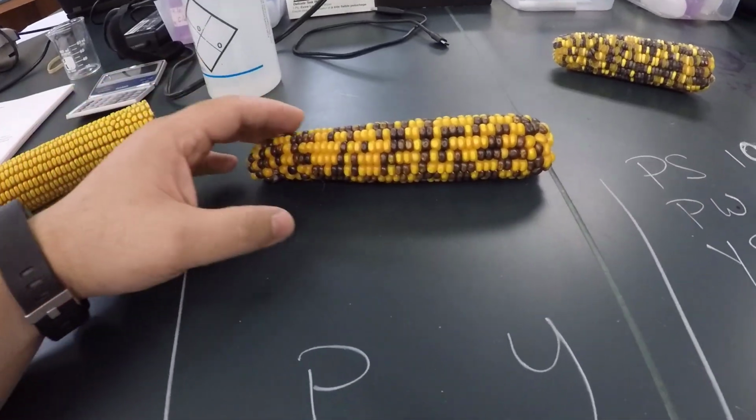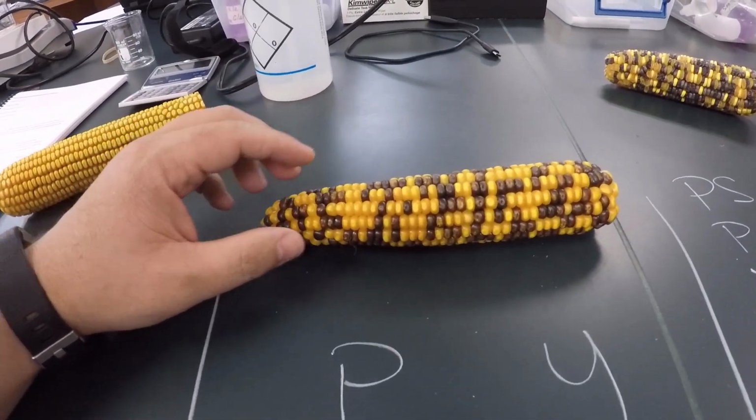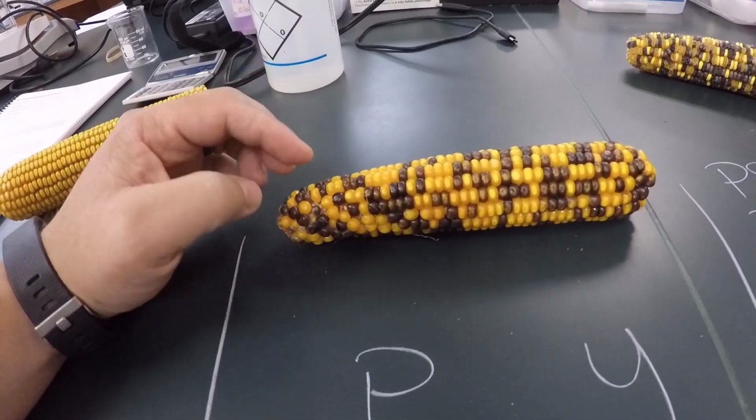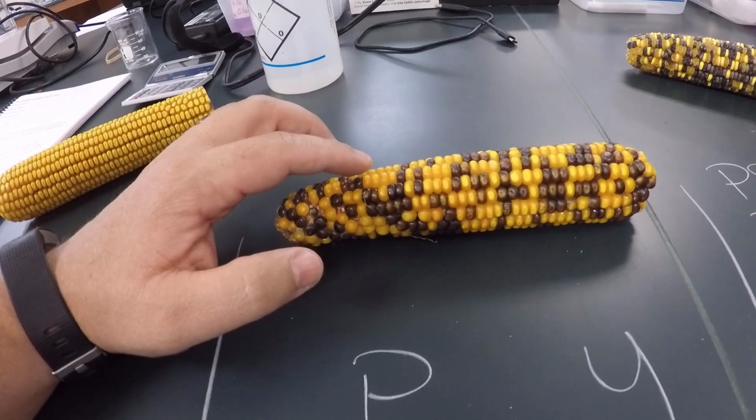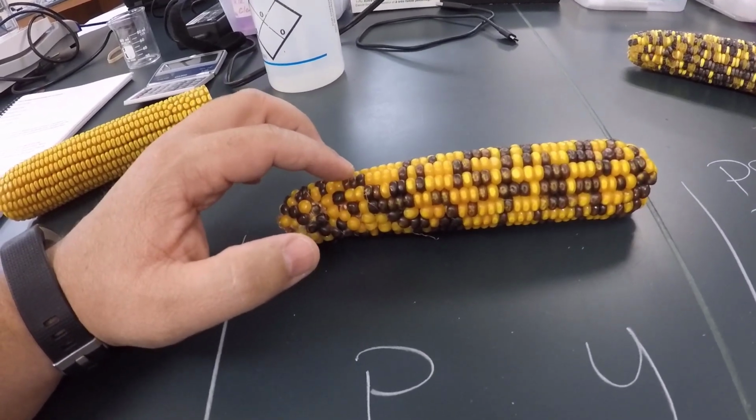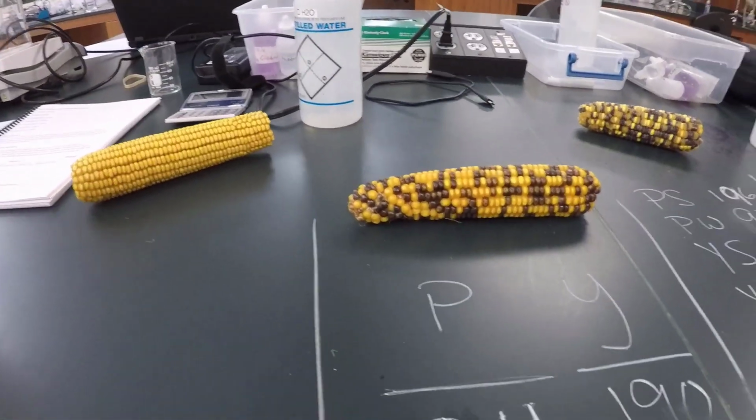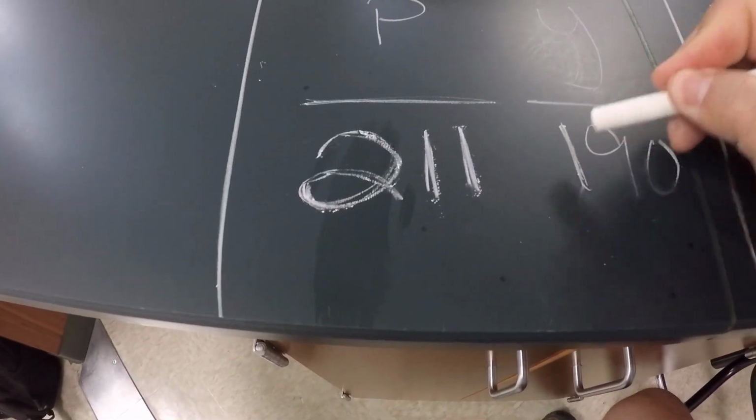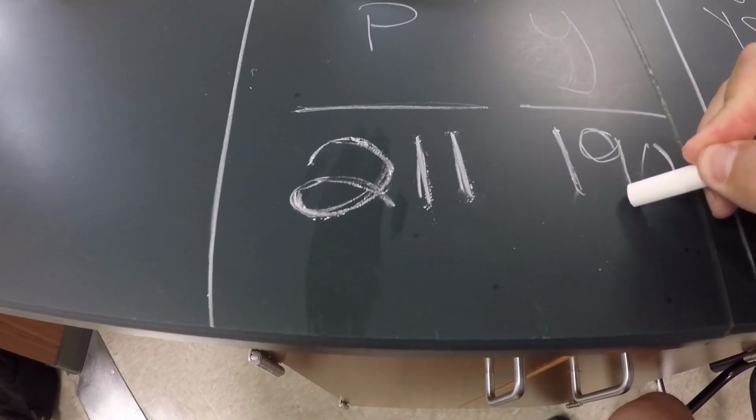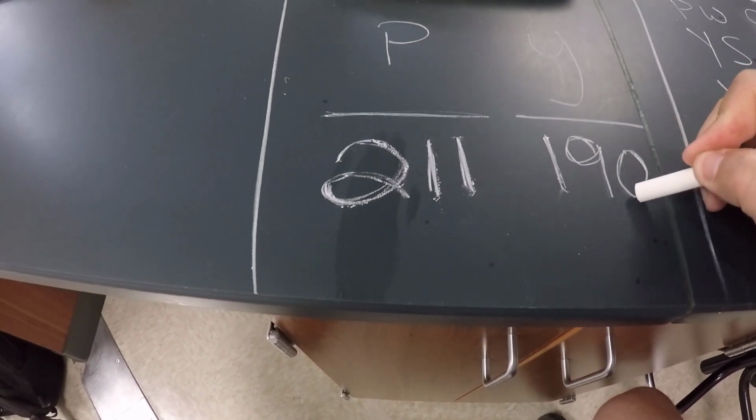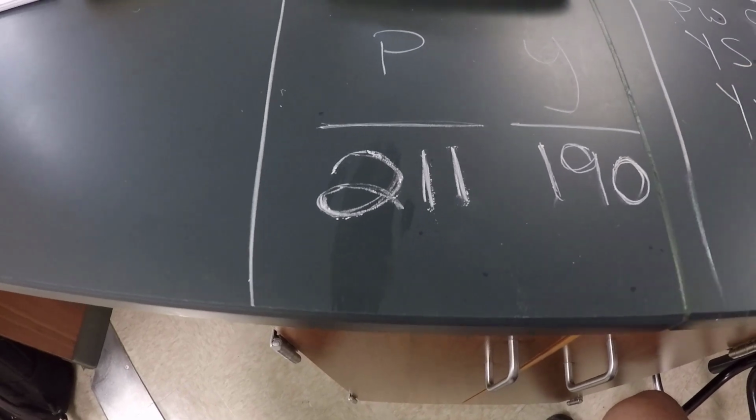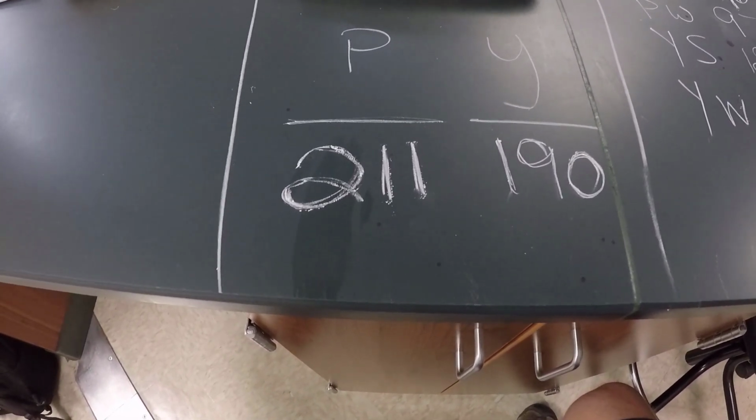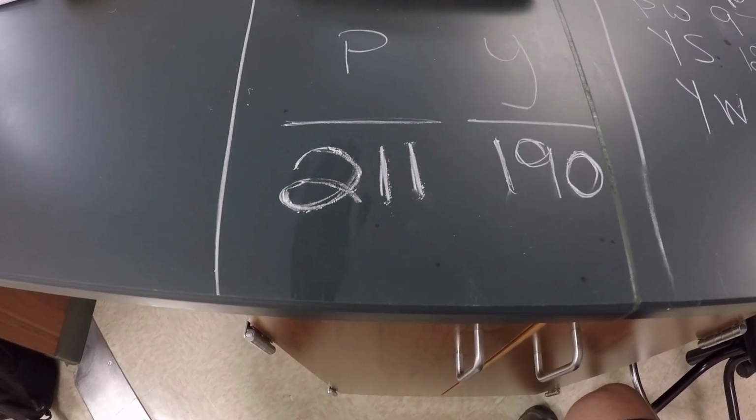So here you can see this corn right here. It shows you two traits. It's called a monohybrid cross. You can see that you have yellow kernels and purple kernels. I've actually gone through and counted up the number of purple kernels and the number of yellow kernels. There are 211 purple and 190 yellow.